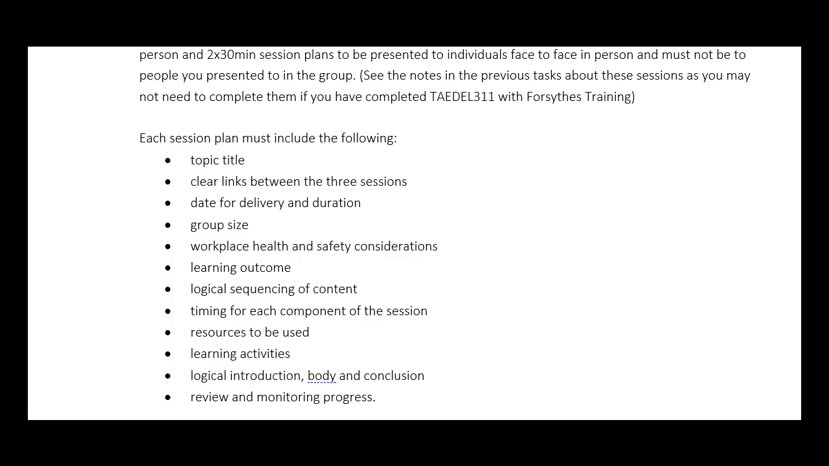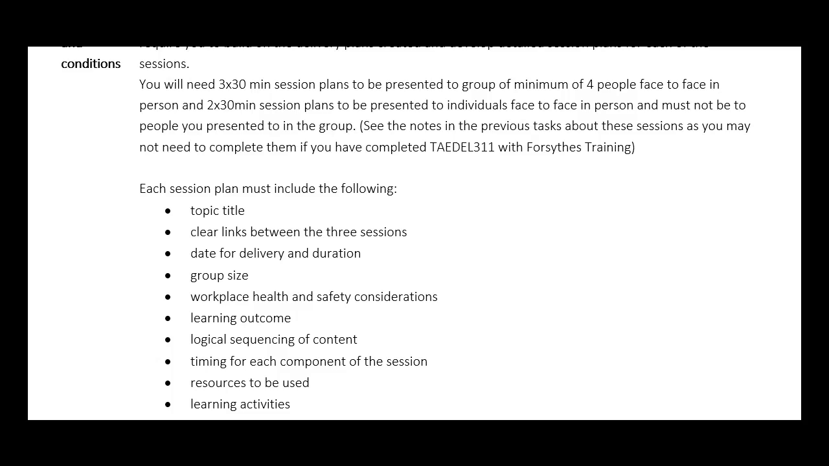Now, just before we go any further, let's pop back up to this instruction. So now that we know what a session plan needs to have, let's explain what's needed for these session plans. You'll see that you need to plan and then present three 30-minute session plans that will be presented to a group of 4 people, face-to-face and in person. And then two 30-minute sessions to be presented to individuals, again, face-to-face and in person. And it can't be the same people you presented to in the group. So it's got to be different people.